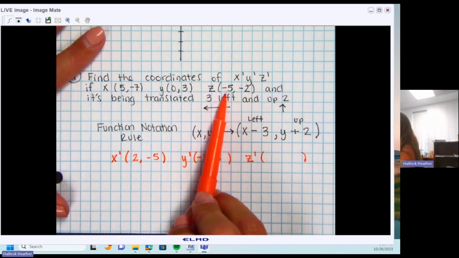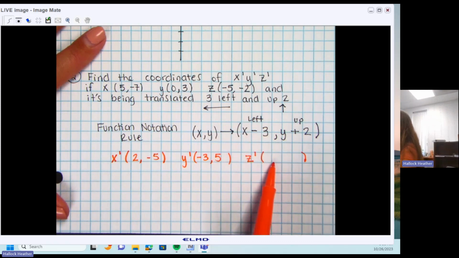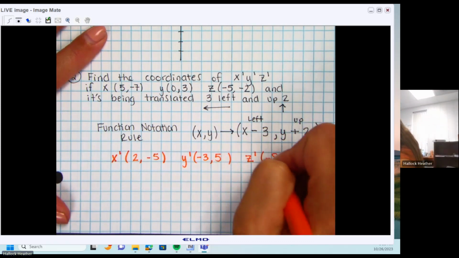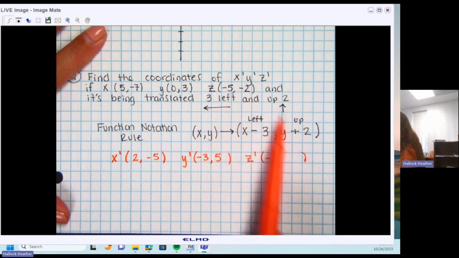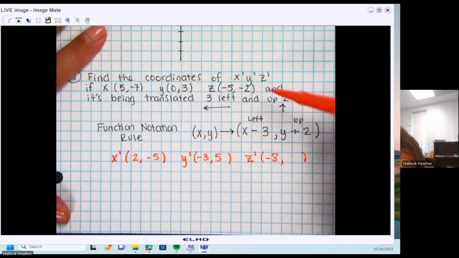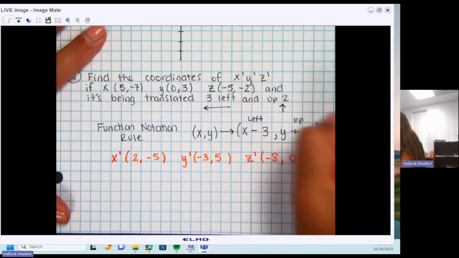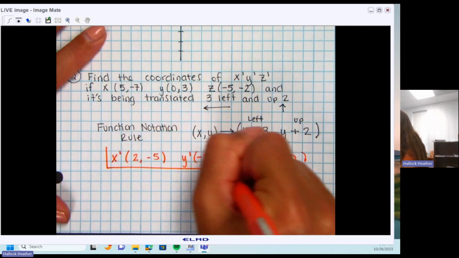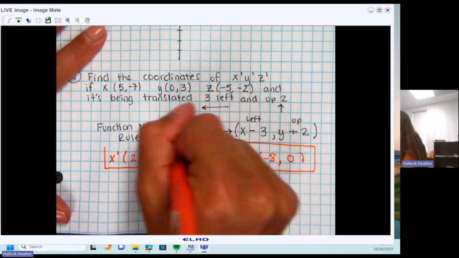Okay, so if I take -5 and I subtract 3, where do I end up? -8. And then if I have -2 and I add 2, where do I end up? 0. So this is technically where I would end up by using my function rule.